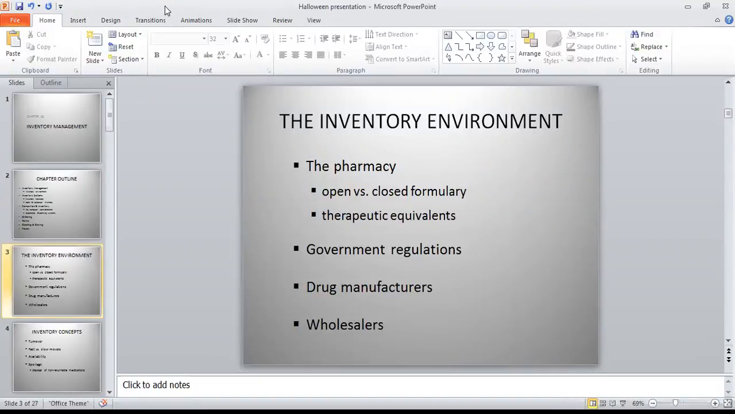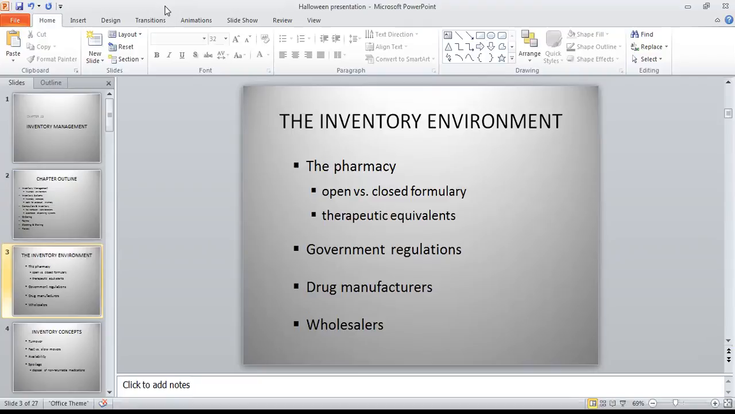Therapeutic equivalents are drugs that do the same thing, no matter whether they are different chemical entities or just different formulations. That kind of substitution is allowed in some states.